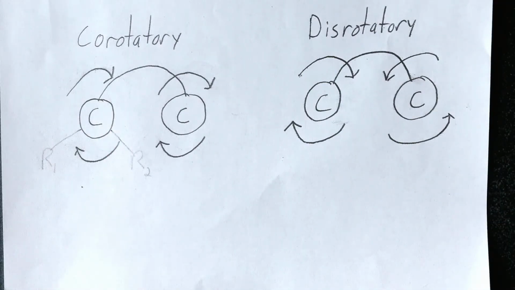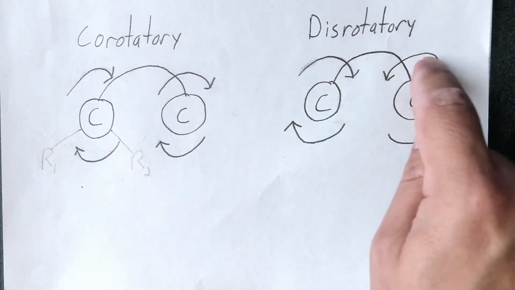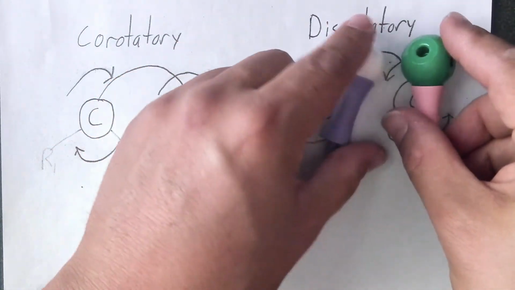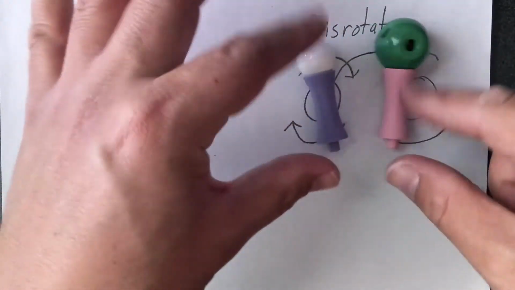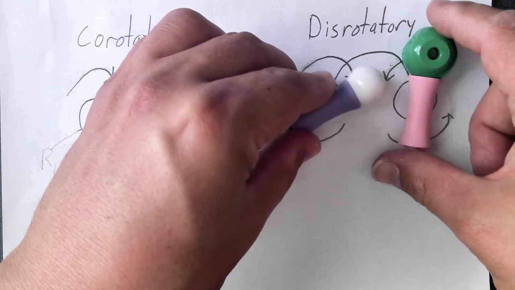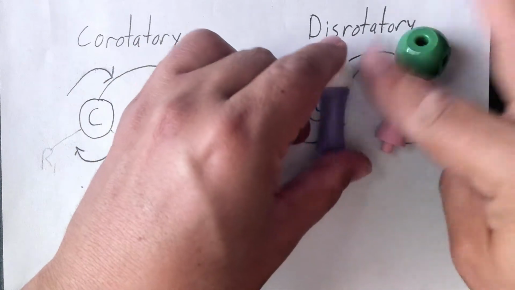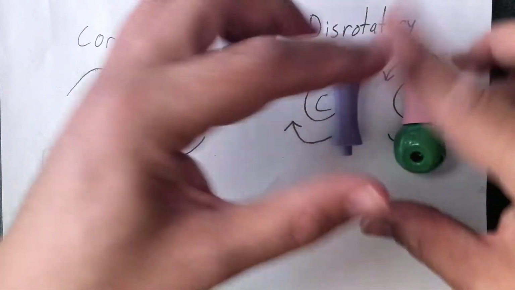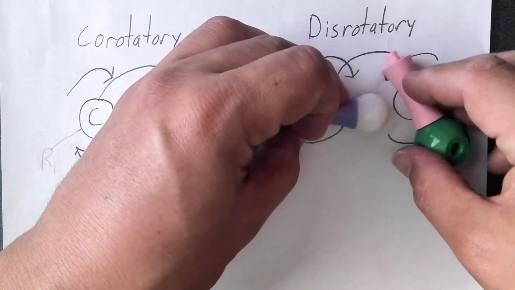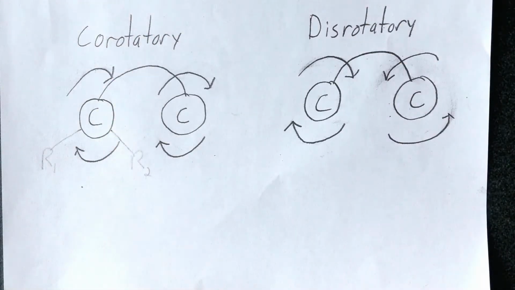For disrotatory rotation, if one of the carbons is rotating clockwise, then the other carbon has to rotate counterclockwise. So if we had two things like this, I put these weird structures, they don't mean anything. I just wanted to give you something to see the rotation. So if this is rotating clockwise, this one also has to rotate clockwise if it's conrotatory. And then let's say we had some kind of arrangement like this. This is all abstract, but if this is rotating clockwise, then this has to rotate counterclockwise in order for it to be disrotatory. So that is disrotatory rotation.